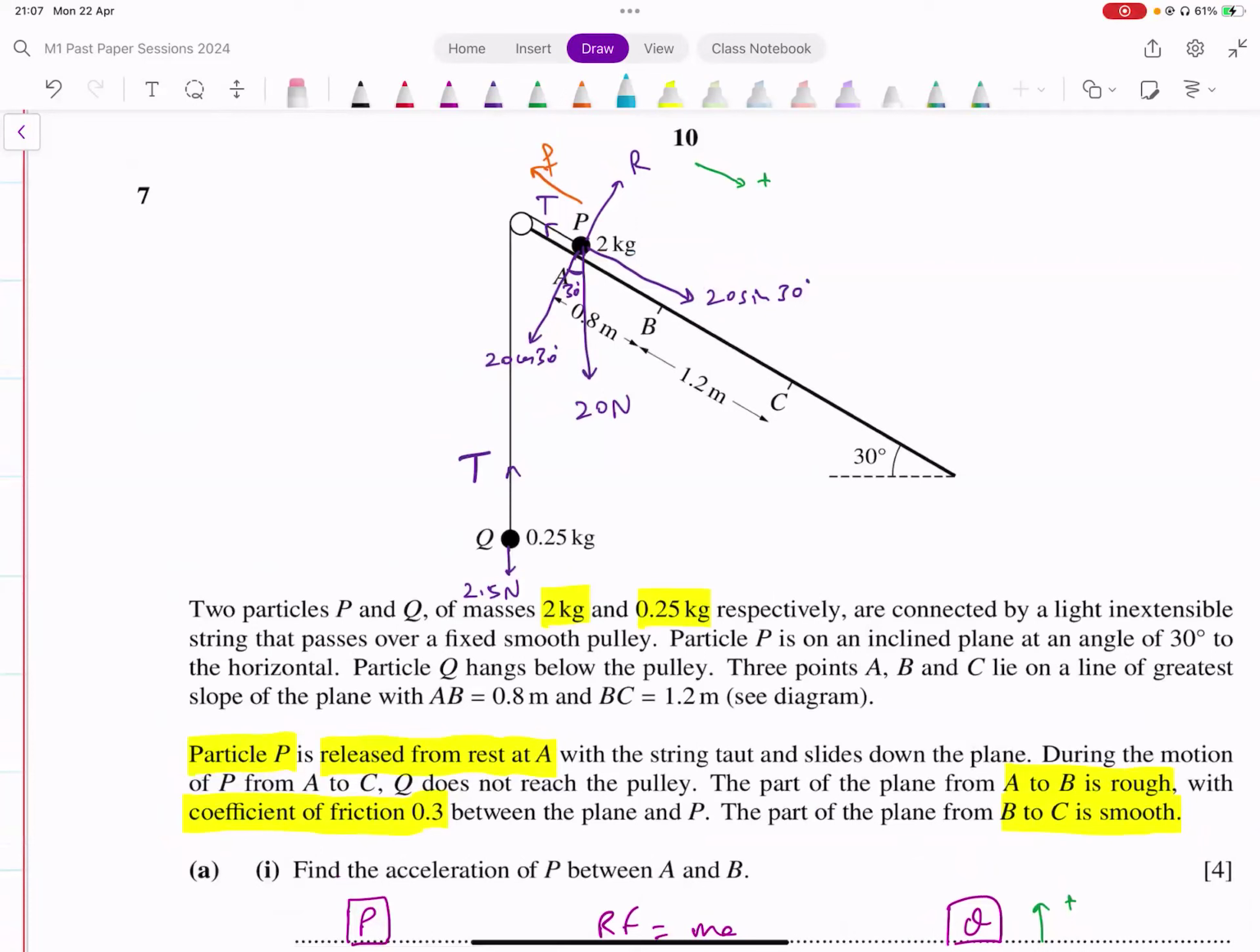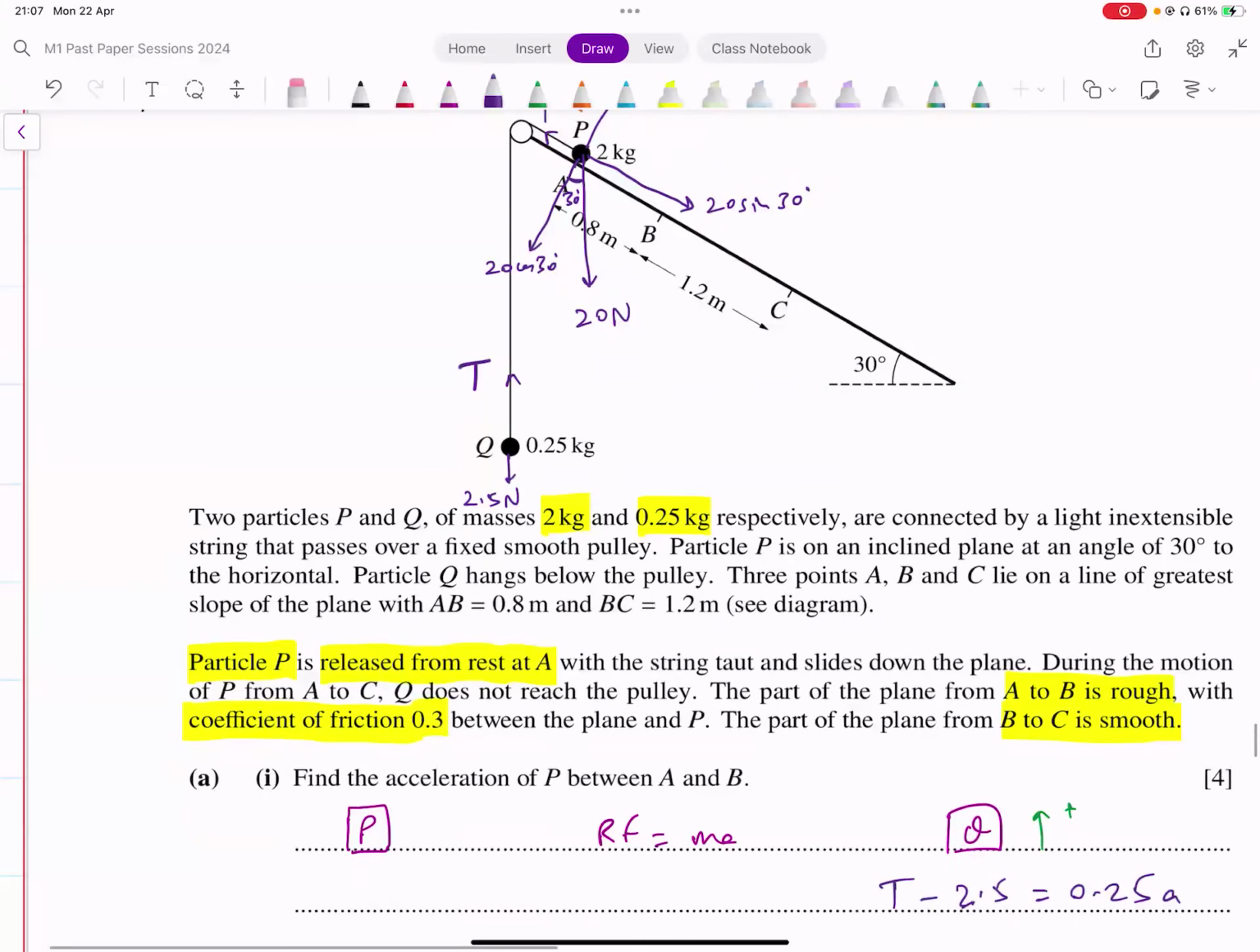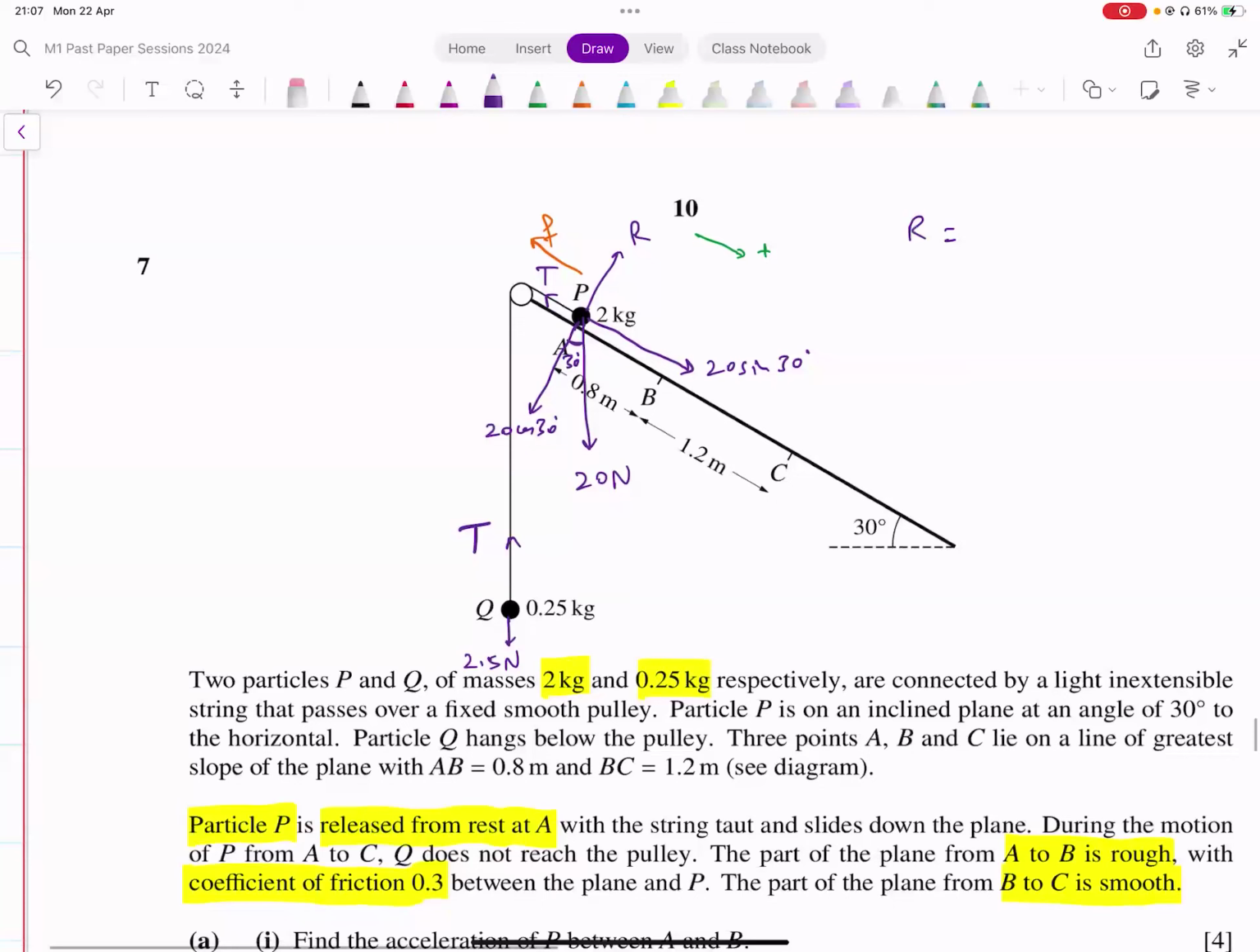Now remember, there's no movement of the object perpendicular to the surface. So these forces are going to be equal. Reaction is going to be equal to 20 cos 30. So the value of R is 20 cos 30, because in this direction the forces are supposed to be equal. There's no movement perpendicular to the surface. Along the surface, we've got friction, we've got tension, we've got 20 sine 30. These are the three forces that we've got.